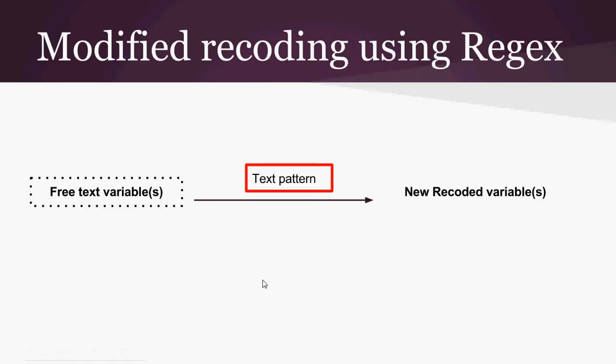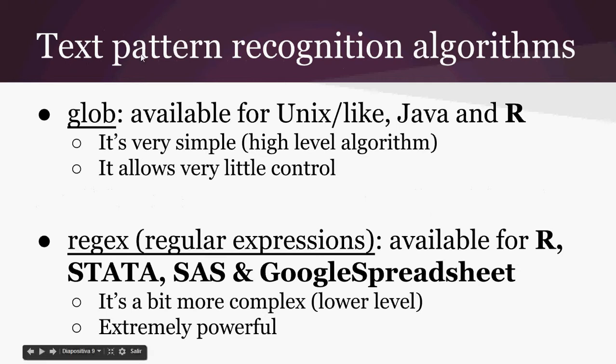Now I will do something very similar. We will have a modified recoding, but using the regex or regular expressions. You first start with a free text variable. You have some text pattern, and from that you recode variables, so you can classify or make sub-analysis and so on. There are two text pattern recognition algorithms: the glob, which is very high level and has very little control, and the regex, the one that I will speak about, the regular expression. It's available in R, Stata, SAS, and Google Spreadsheet, but it's not available in Excel. Of course, it's very complex, it's very low level compared to glob, but it's very powerful.